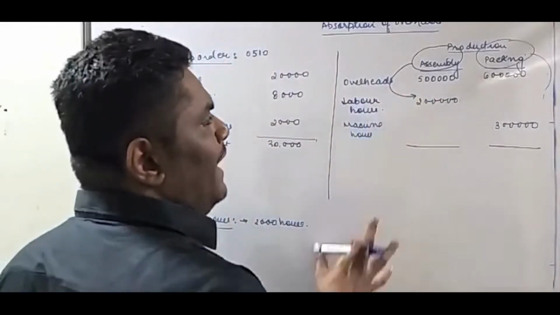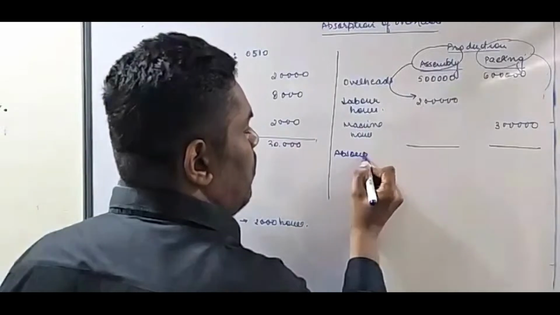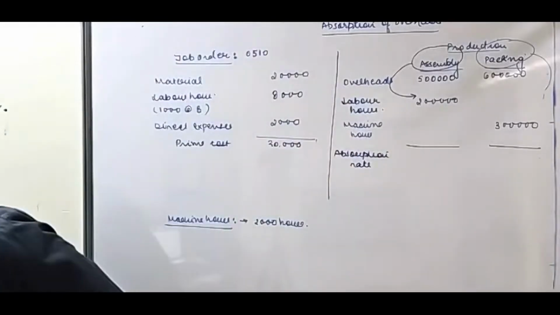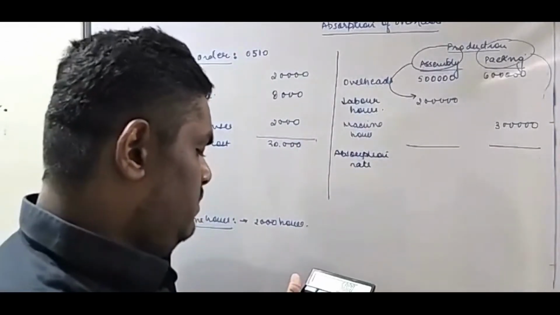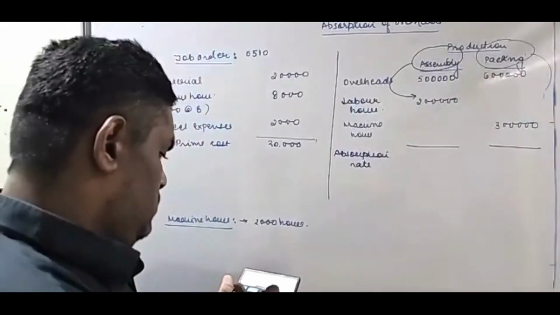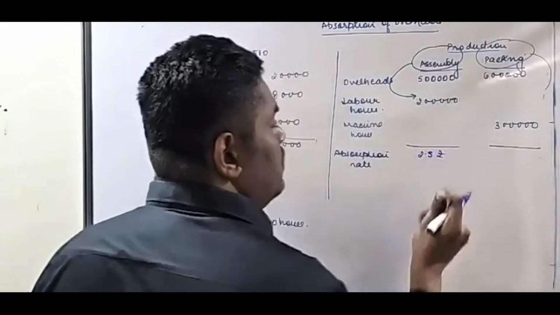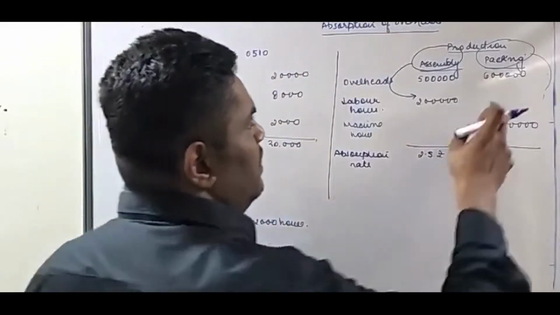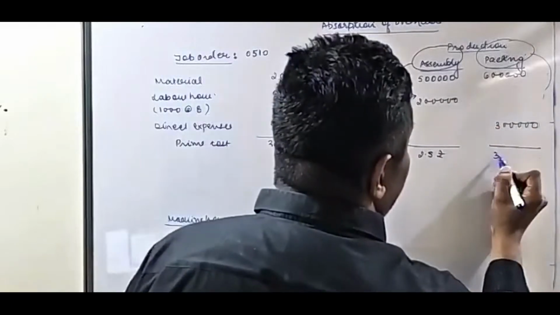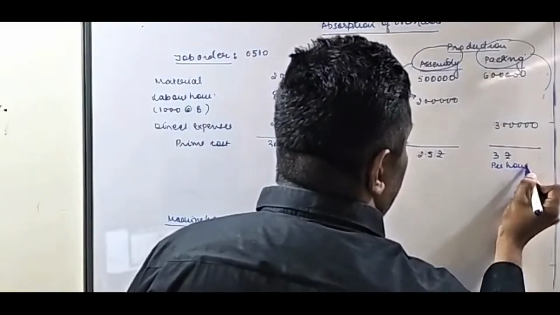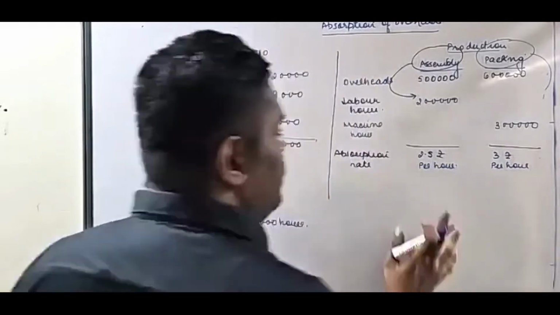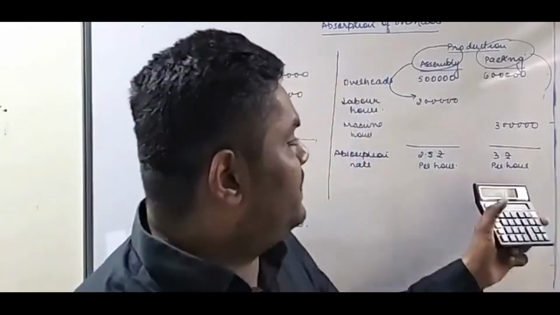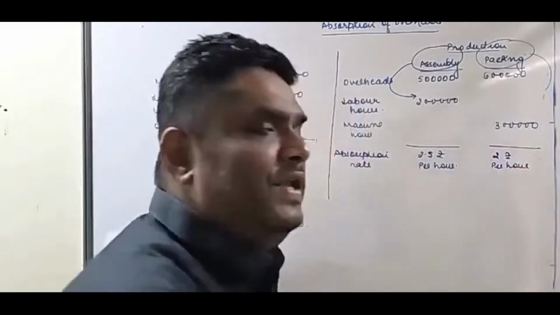So see, 5 lakh overheads for 2 lakh hours. So for 1 hour, how much is the overheads? 5 lakh by 2 lakh, so this will be 2.5 per hour. So for every labor hour, 2.5 rupees per hour is my overheads. Again, when talking about the packing, it is 6 lakh overheads for 3 lakh hours. So we'll get the absorption rate, that is rupees 2 per machine hour. So we have got the absorption rate: the overheads are 2.5 rupees per hour for every labor hour, and rupees 2 for every machine hour for the packing department.